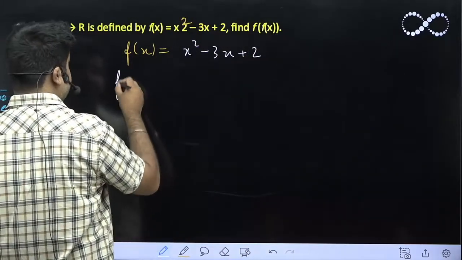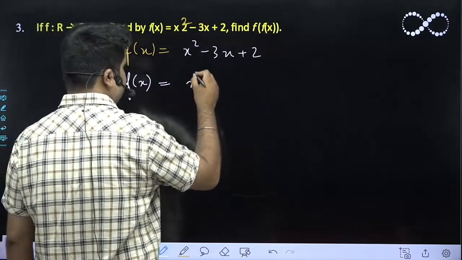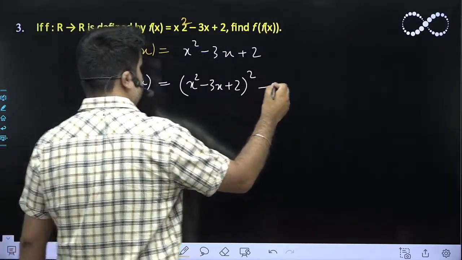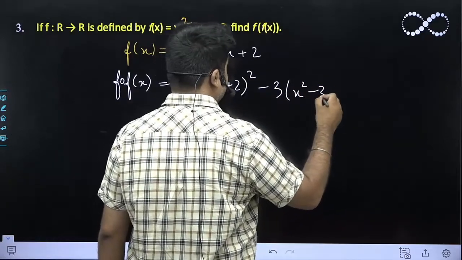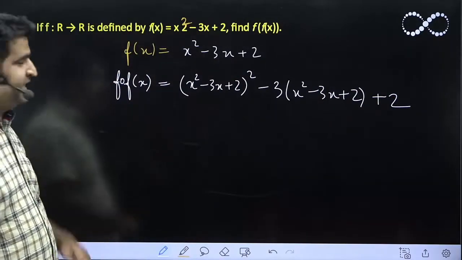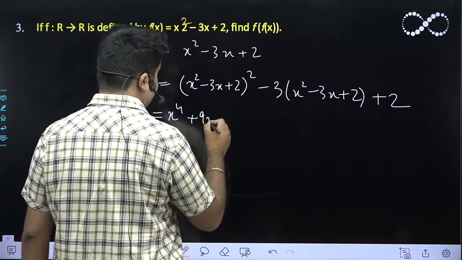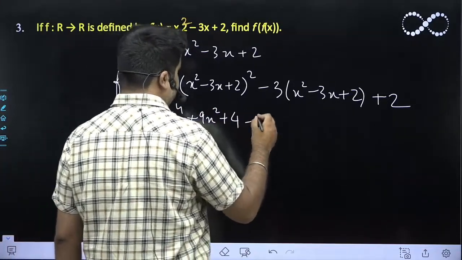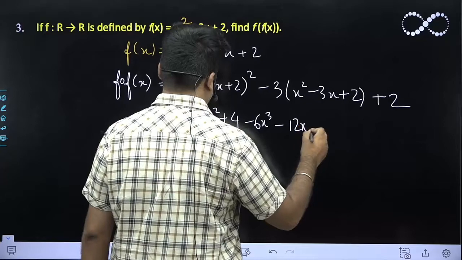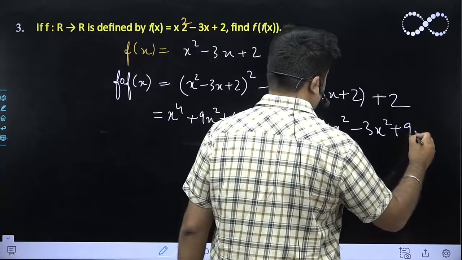Okay, so what is f of f of x? So in place of x you will put this value, x square minus 3x plus 2 whole square minus 3 times x square minus 3x plus 2 plus 2. So simply expand this and solve this. So let's solve it. x to the power 4 plus 9x square plus 4 minus 6x cube minus 12x plus 4x square minus 3x square plus 9x minus 6 plus 2.